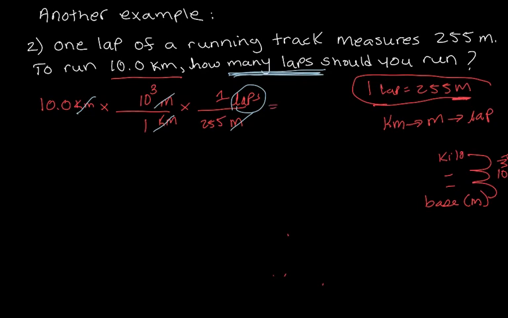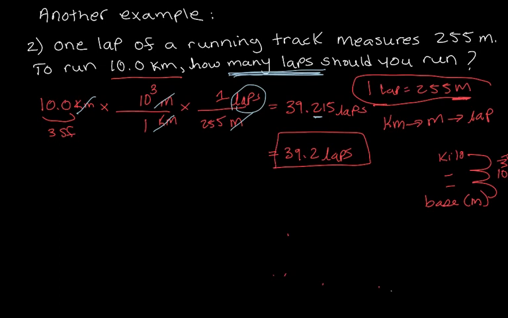Now we can carry out the math, and we end up with 39.215 laps. But again, we're limited by 3 significant figures here. So we must stop at this value when we report. So our final answer becomes 39.2 laps. So we must run 39.2 laps in order to run 10 kilometers.